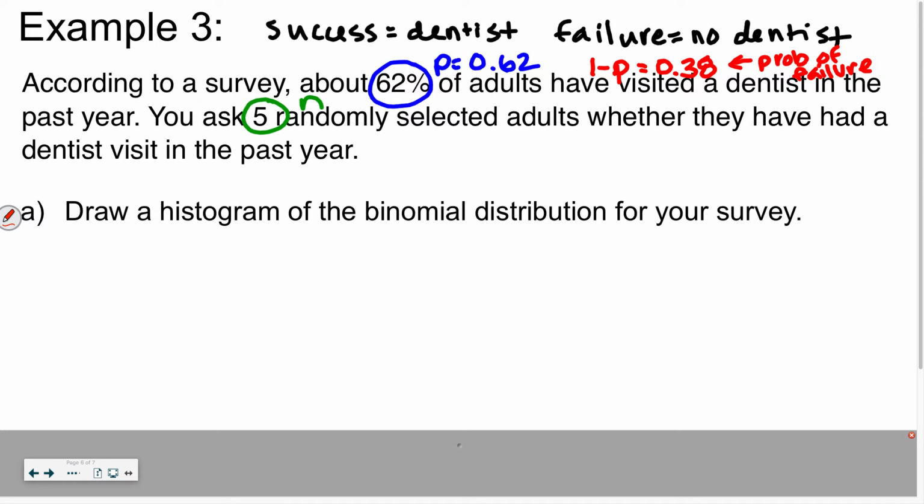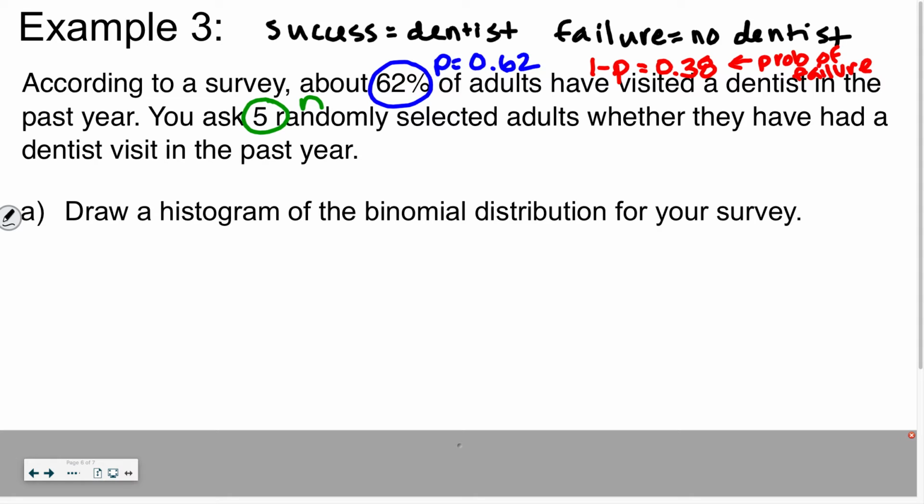Okay. Now, this is a long problem, you guys. And the reason why it's long is, unlike the last example, it doesn't tell me how many successes. And I want to create a whole probability distribution and a histogram. So that means I need all the successes that are possible. So if I survey 5 people, how many of them could have gone to the dentist? 5 or 4 or 0 or 3 or 2 or 1. So I gotta have all those probabilities.